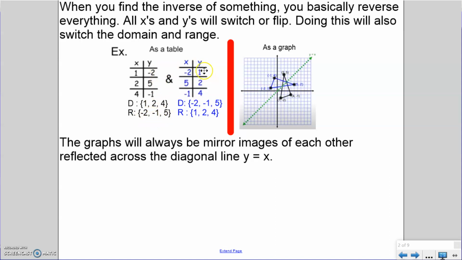When I flip it, now everything's backwards. So now all the x's are -2, 5, -1. All the y's are 1, 2, 4. So the old domain became the new range, and the old range became the new domain.